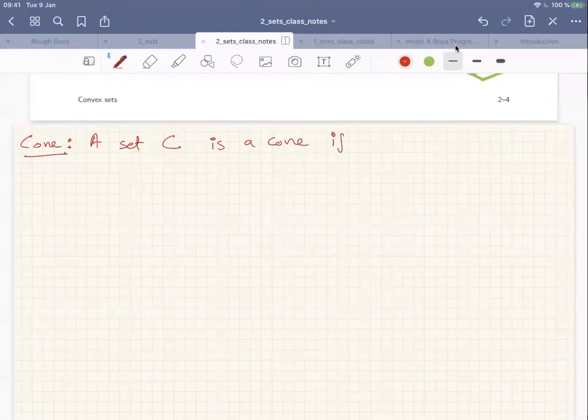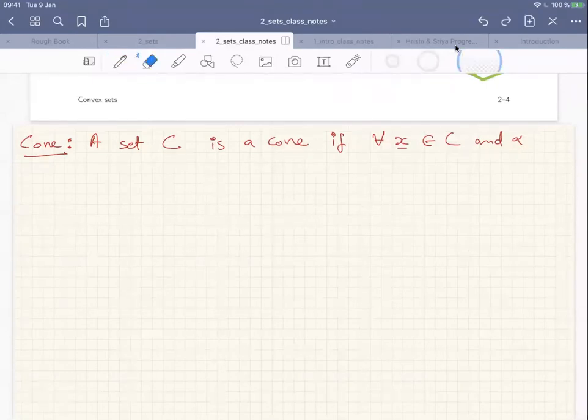if for all x belonging to C and some scaling constant alpha which is non-negative, alpha x should belong to the set C. So let's see some examples.